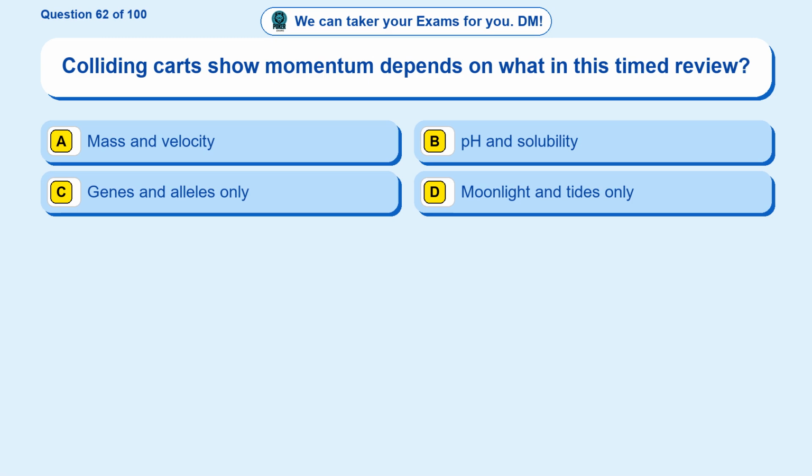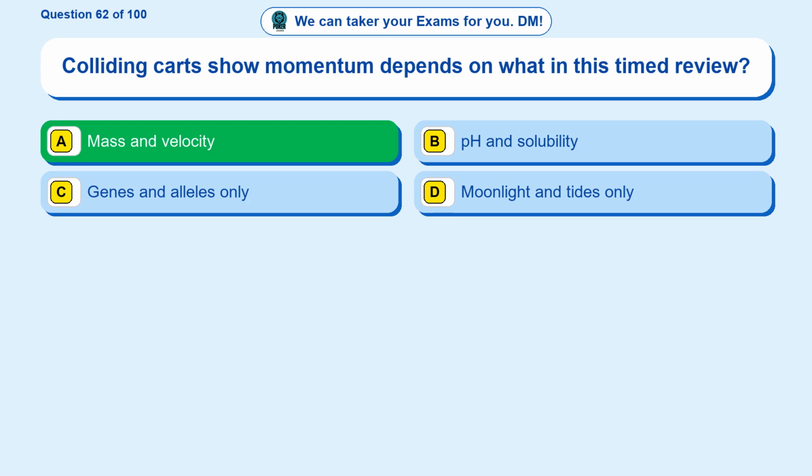Question 62. Colliding carts show momentum depends on what in this timed review? Option A, mass and velocity. Option B, pH and solubility. Option C, genes and alleles only. Option D, moonlight and tides only. The correct answer is option A.